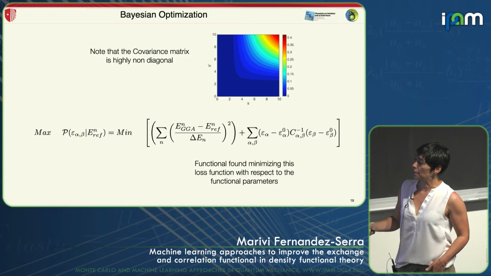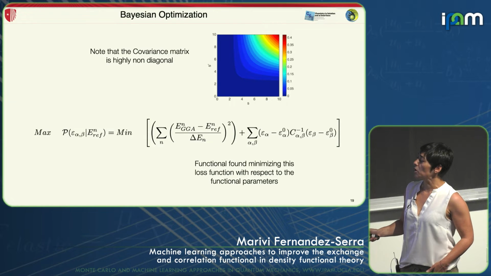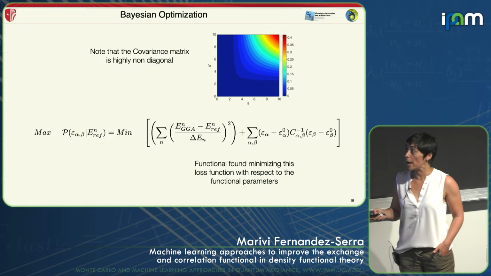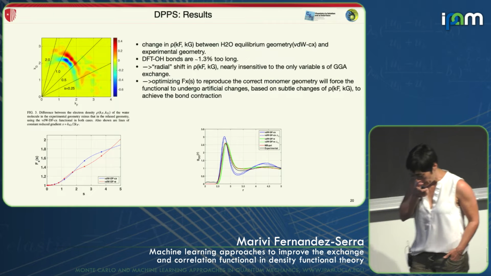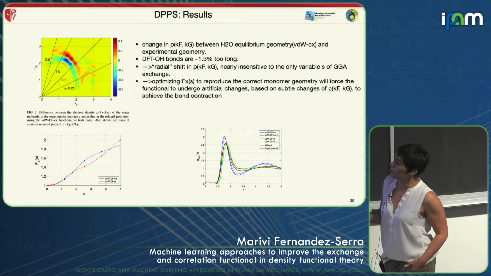And so maximizing this probability is equivalent to minimizing a loss function, which basically contains this information. We minimize this with respect to the functional parameters, and that naturally will impose the constraints that all these other functionals are imposing. So just very quickly, I do want to show two things.